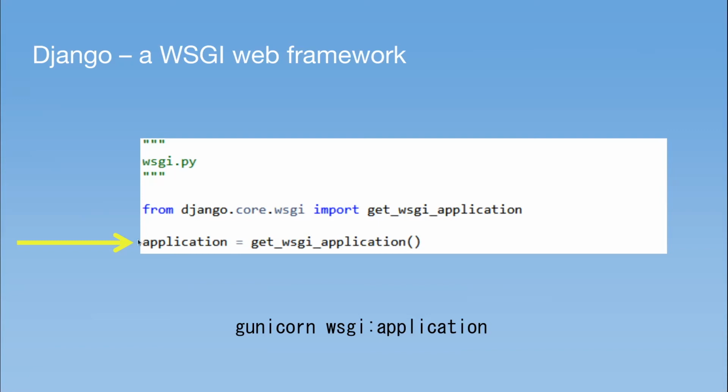And this file contains the WSGI application here. If you want to run the Django app using Gunicorn, this is the command you would use: Gunicorn wsgi, the name of the module, and then application, the name of the WSGI application. And that is how we deploy a lot of our Django applications.